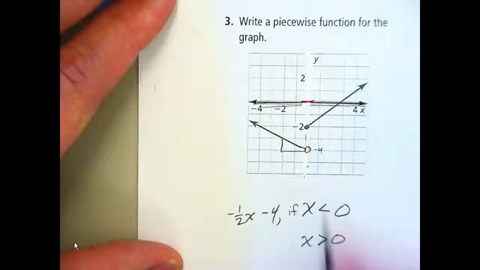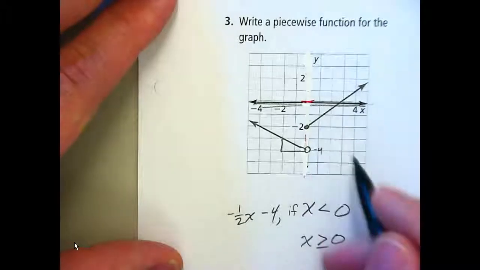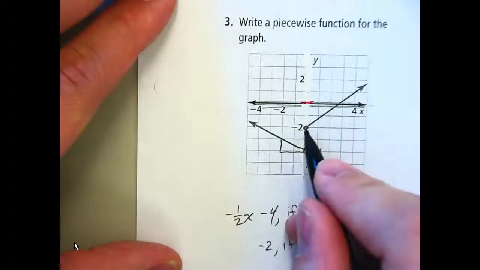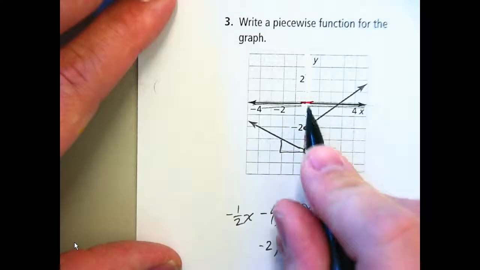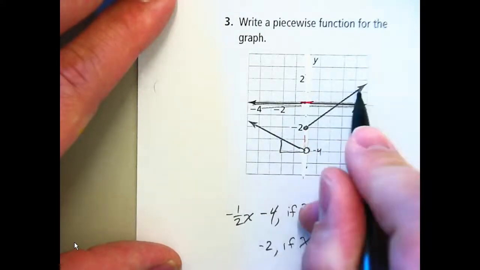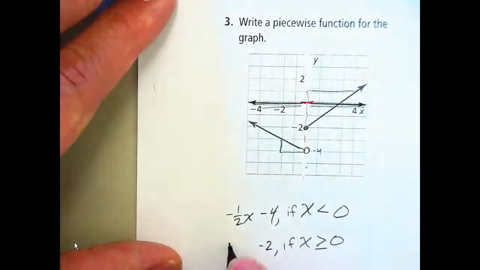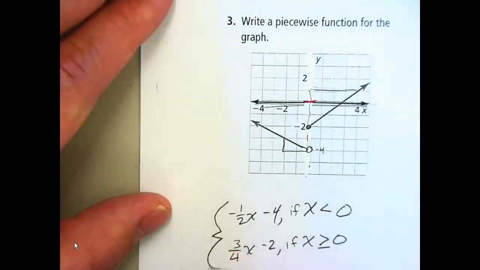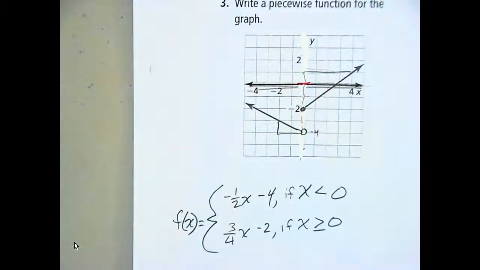If x is greater than or equal to 0, because we have the solid, what's our y-intercept? It's -2. And what's our slope? Yeah, we've got to rise 3 and run 4. Okay? So we get 3/4 x. And then we actually write it using our function set notation there. Okay? Sarah?